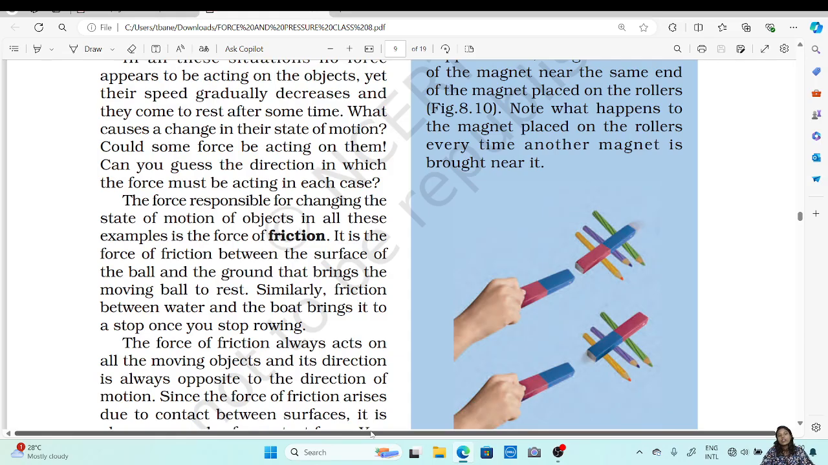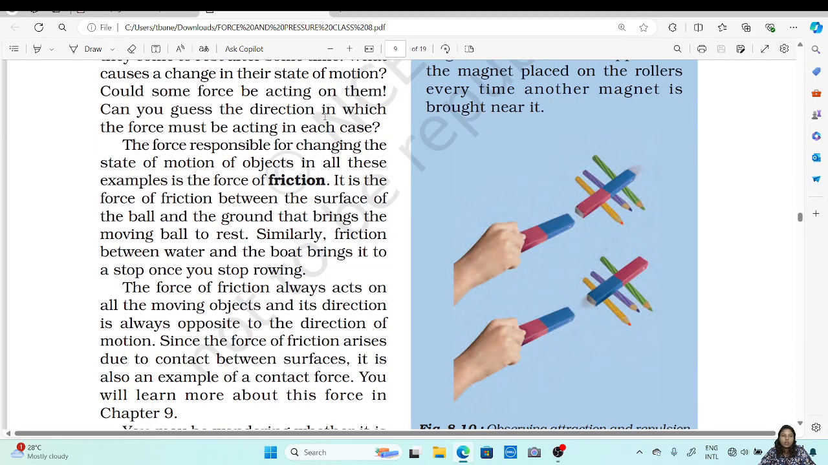We have discussed this before: if you have to stop something, say a player hits a goal and the goalkeeper stops it. The ball will be coming towards him, right? So he'll apply a force in the opposite direction. He won't push the ball towards the goal. So we have to apply a force in the opposite direction to stop any incoming object.